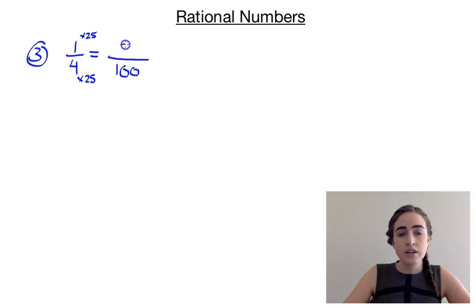So 1/4 is equivalent to 25 over 100. And then 25 divided by 100, we'd move the decimal place 2 places, and we'd end up with 0.25. So that's as a decimal. If we wanted it as a percentage as well, then we'd move it back the other way, and we'd end up with 25%.